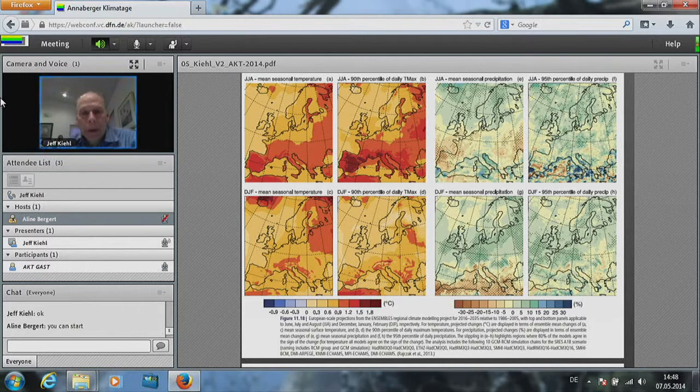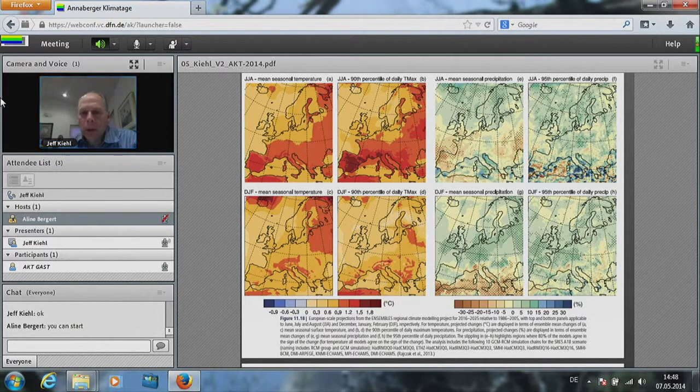These are more detailed figures. The left-hand panels are the temperature that's projected to occur. The top panel is the summertime, the bottom panel is the wintertime, and the center panel is the extreme events that are to occur, heat waves essentially. But I want to call your attention to the panels on the right, which are related to precipitation. Top again is summertime precipitation changes, and the bottom is wintertime changes in precipitation.